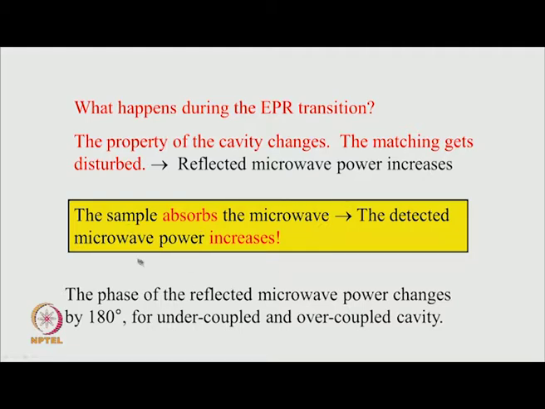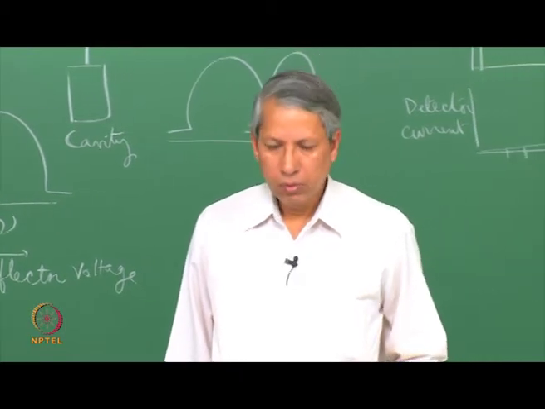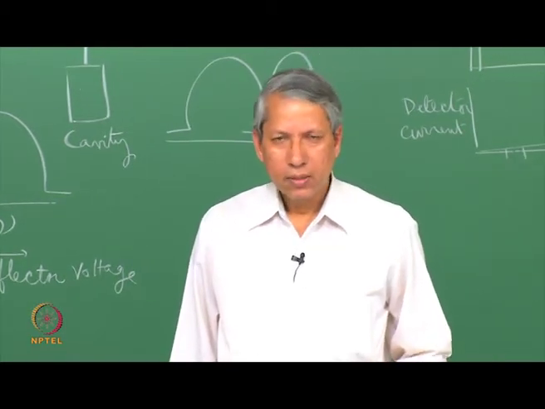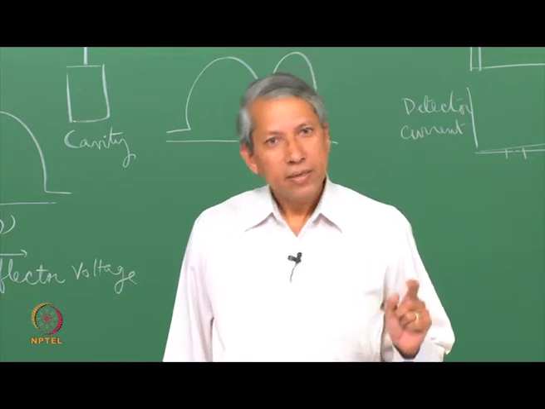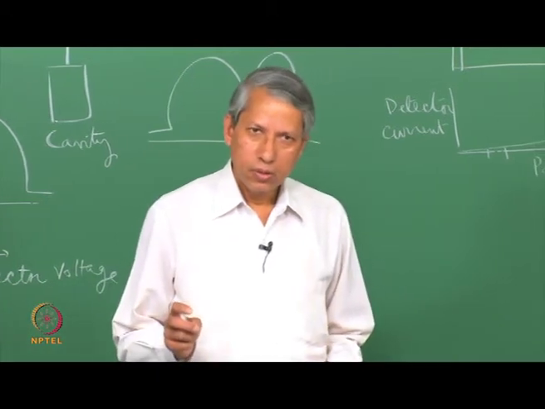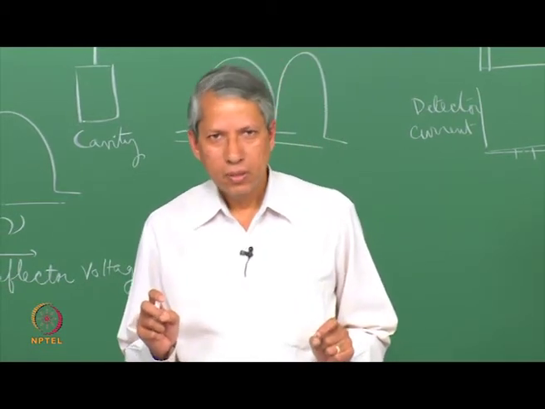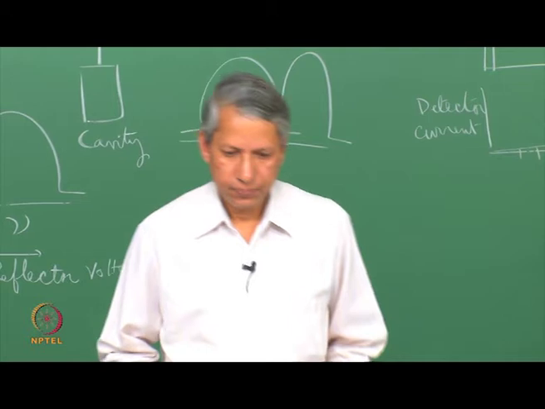So, you see, this is a bit of a funny situation, that when the sample absorbs microwave power, the detector actually sees that more power is falling on it. Unlike a conventional absorption spectrometer, where the detector will see less power when the sample absorbs. But here, the way we set up the spectrometer is that when the sample absorbs microwave, the detector sees more power. We understand why, because it is based on this matching of the cavity to the microwave frequency, such that very little power is reflected in the steady state condition where no absorption takes place.